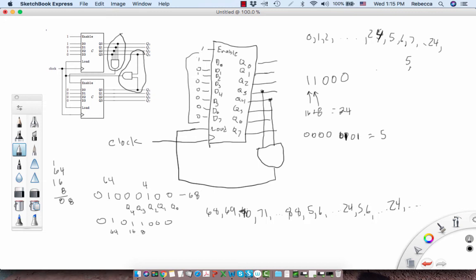And so no matter where you start, eventually you'll get to a spot where both Q3 and Q4 are equal to 1, at which point it'll load a 5, and then it'll count to 24, and then 5, and then 24. So the steady state count is 5 to 24, and 5 to 24.